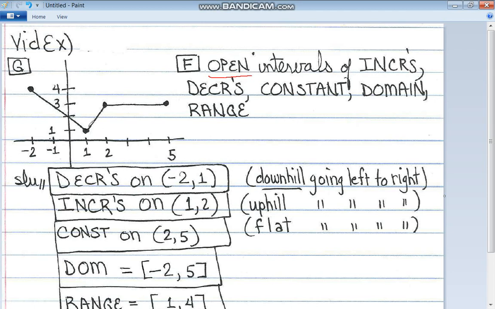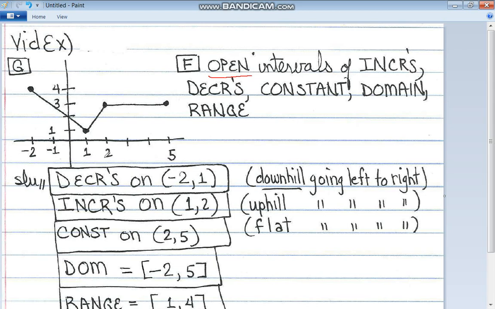Now, increasing. Well, the little ant turns around and starts crawling uphill from x equals 1 to x equals 2. You see how he's climbing uphill? So we have an increasing function on the open interval of x values from x equals 1 to x equals 2.